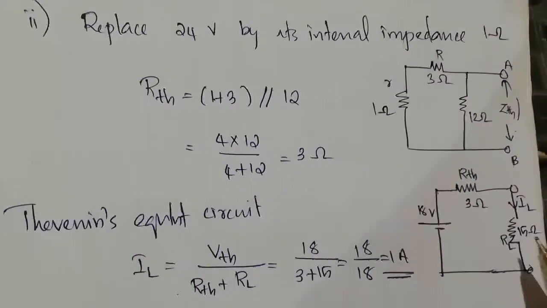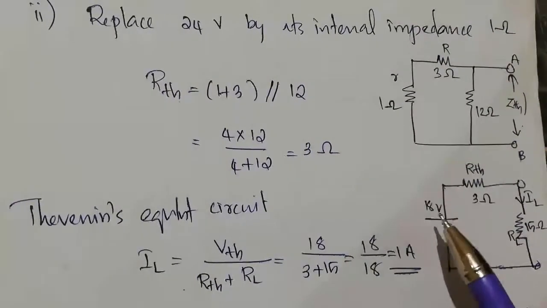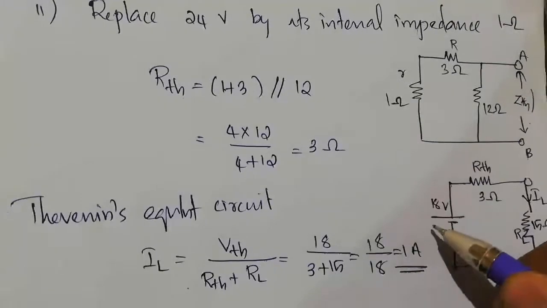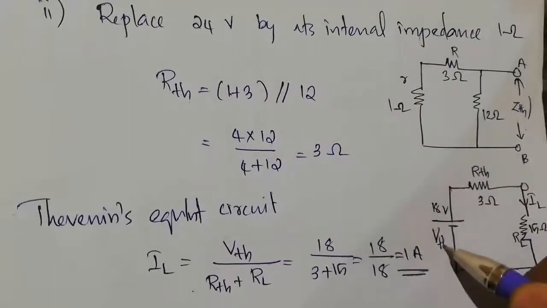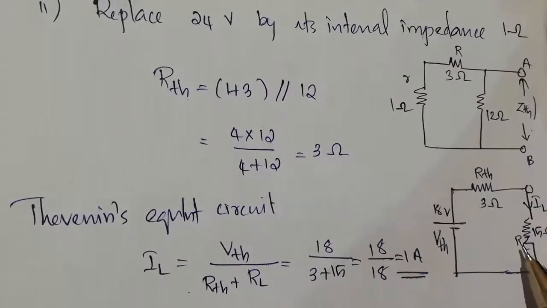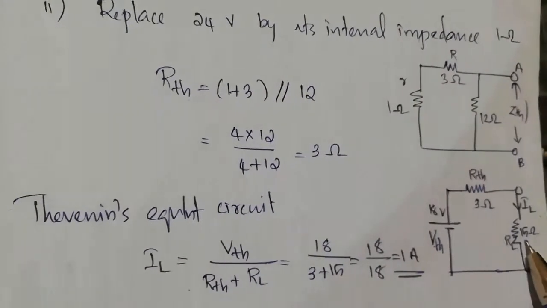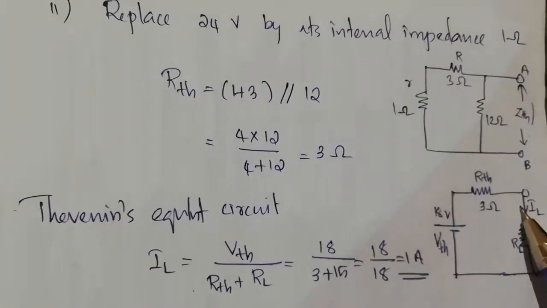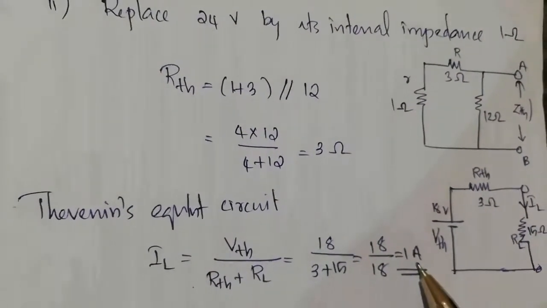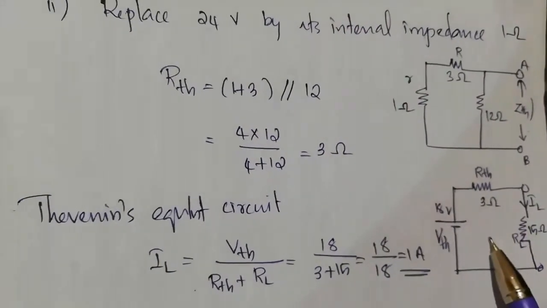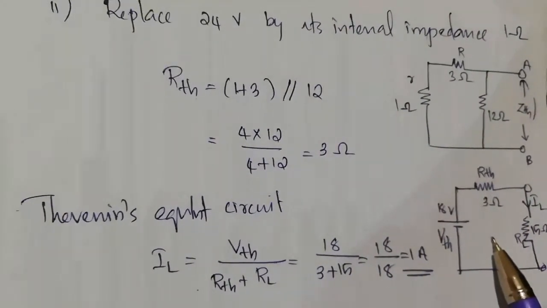Now we can draw the equivalent Thevenin circuit. That is 18 volt, that is VTH, and equivalent resistance or impedance, that is 3 ohm. And here the 15 ohm load is connected back, and the current passing through this RL, that is IL, we have found out as 1 amp. So this is the Thevenin's equivalent circuit for the given circuit in that problem.